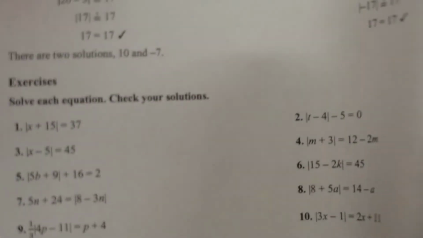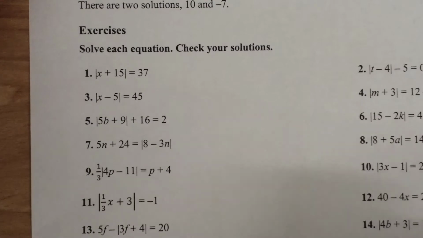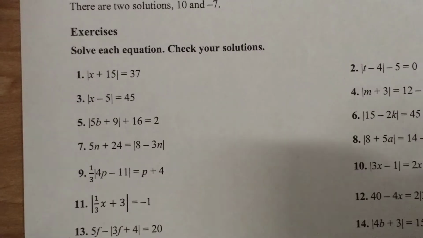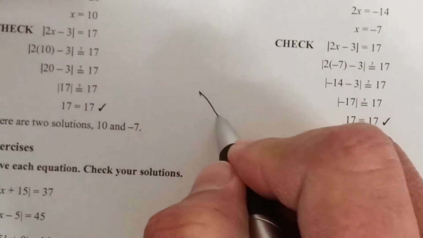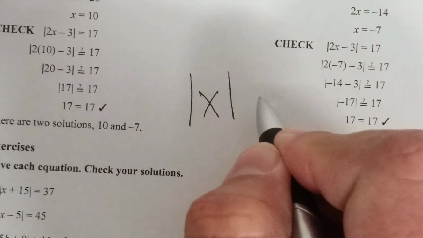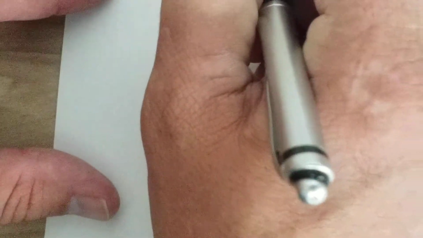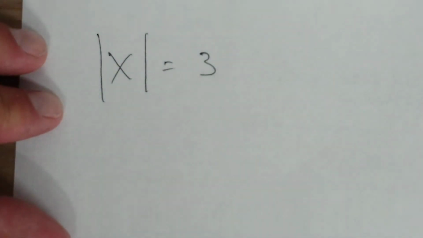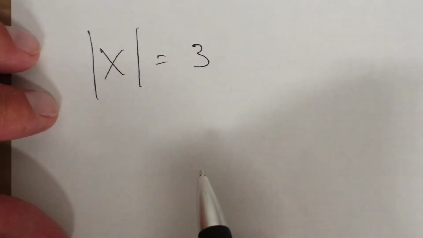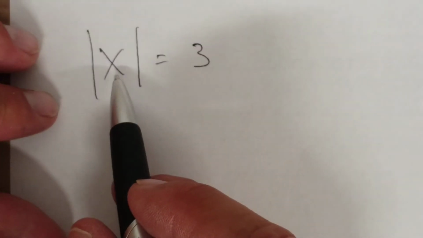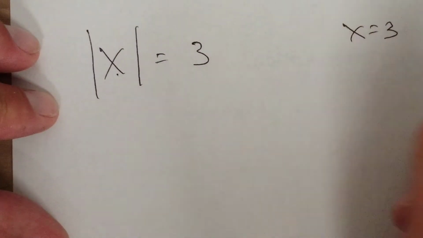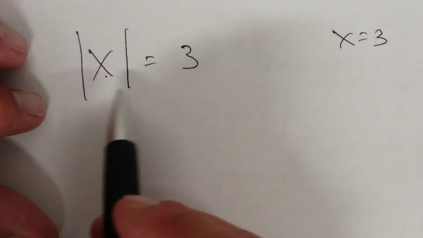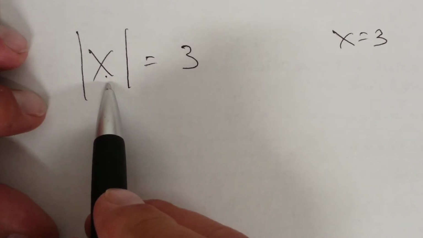Now, if you're solving absolute value equations, here's what you have to realize. If I said the absolute value of x is 3, and I asked what x is equal to, well, the absolute value of this number is 3, so x has got to be 3. But x could also be negative 3.